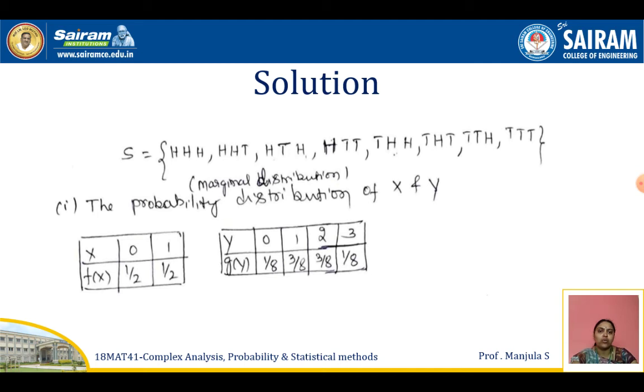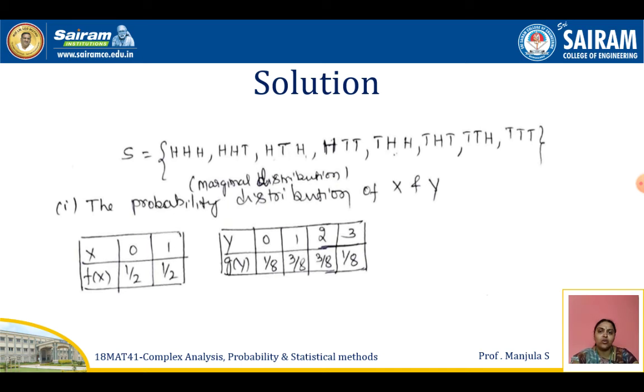One coin they are going to toss how many times here? 3 times they are going to toss. It means HHH, HHT, HTH, HTT, THH, THT, TTH and TTT. So I think totally 8 possible outcomes we got in that.